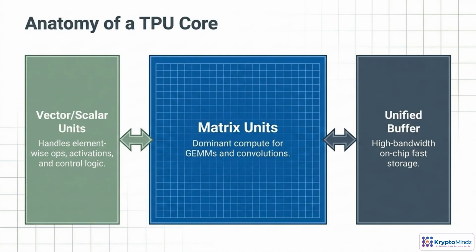A TPU core is built around three main ideas that map directly to neural network workloads. First, matrix units do the heavy lifting for GEMMs and convolutions, dedicated hardware engines for multiplying large tensors as fast as possible. Second, vector and scalar units handle the glue work: activations, element-wise operations, and control logic around those matrix multiplies. Finally, a unified on-chip buffer feeds these units with high bandwidth data, cutting trips to slower external memory and keeping the systolic array busy.